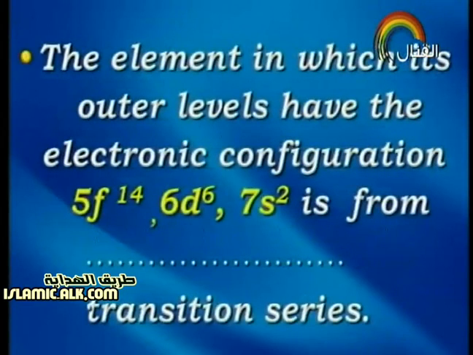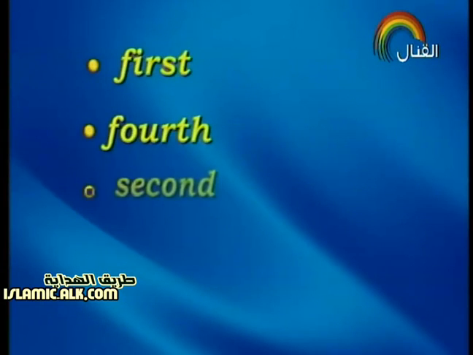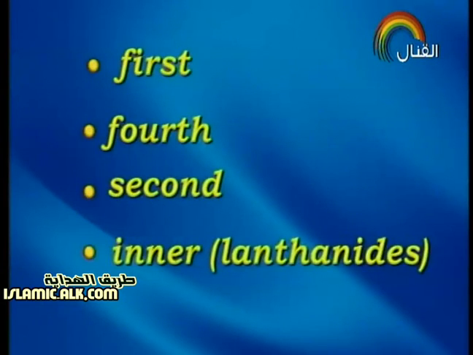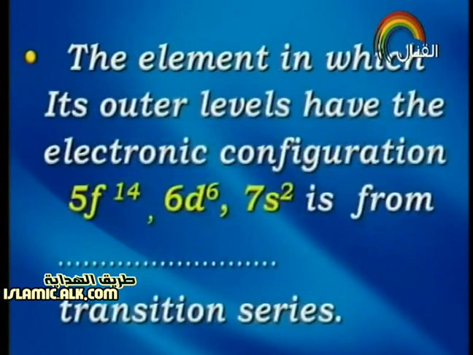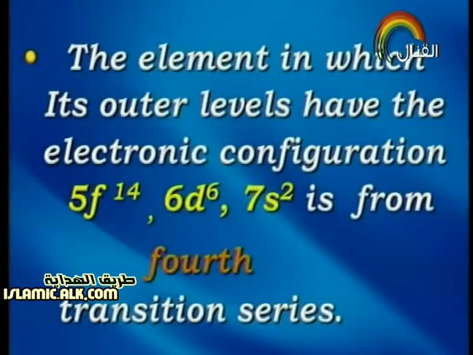The element in which its outer levels have the electronic configuration 5F14, 6D6, 7S2 is from what transition series? Is it first, fourth, second, or inner lanthanide? If you think about it, my dear student, you will find that it is from the fourth transition series.